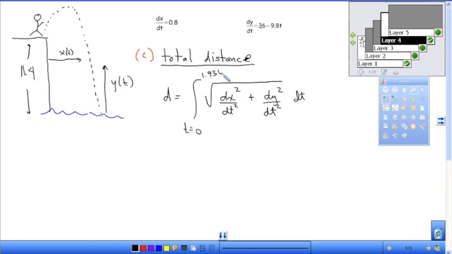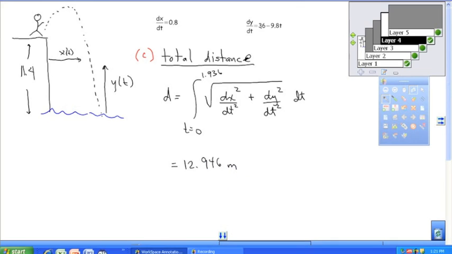The rest of this is calculator work. We can make sure you compute all this out, and you should end up coming up with 12.946 meters total distance traveled. Total distance formula again comes from adding up an infinite amount of hypotenuses. You have a starting formula, and then from there you can adjust it based on how the function is described to you. Okay.